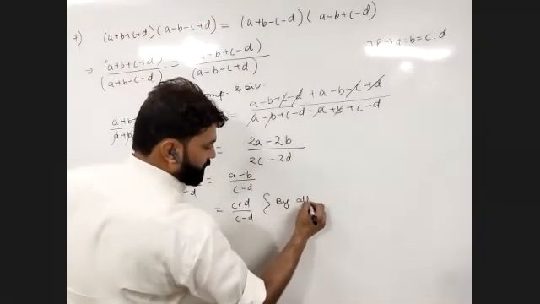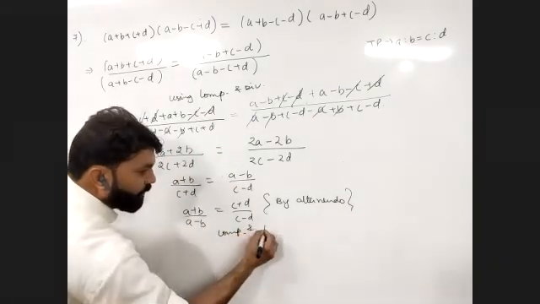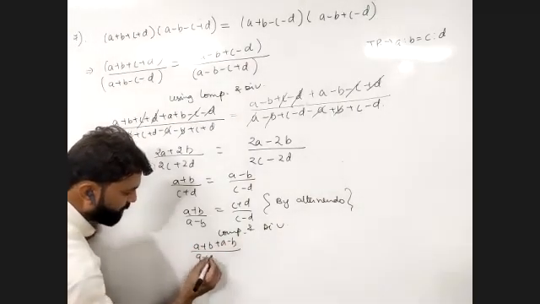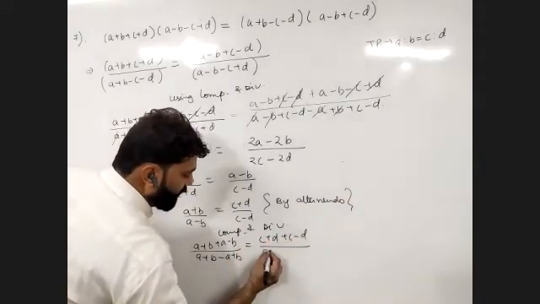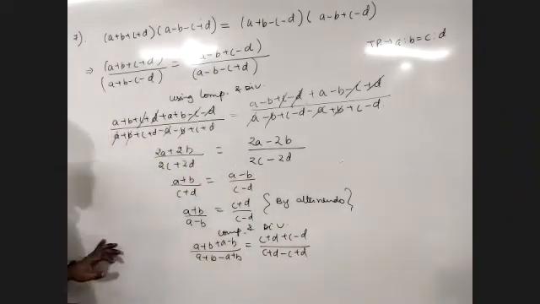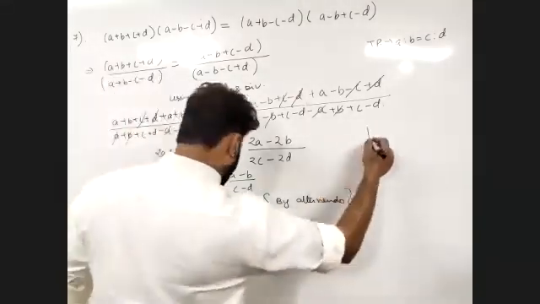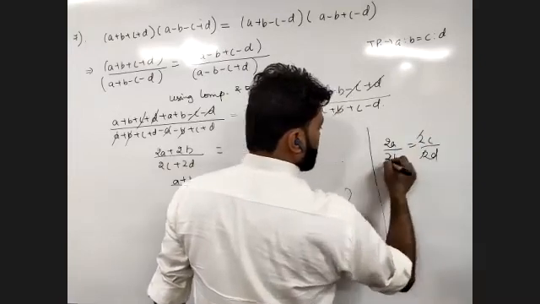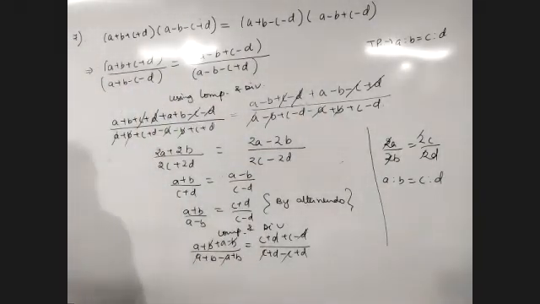Reason by alternando. And now we'll use componendo and dividendo. So a plus b plus a minus b, a plus b, c plus d plus c minus d upon b and b, a and a, d and d, c and c. So we'll be left with 2a upon 2b equal to 2c upon 2d. So this is a to b is equal to c to d. I hope this is clear. Crystal clear?